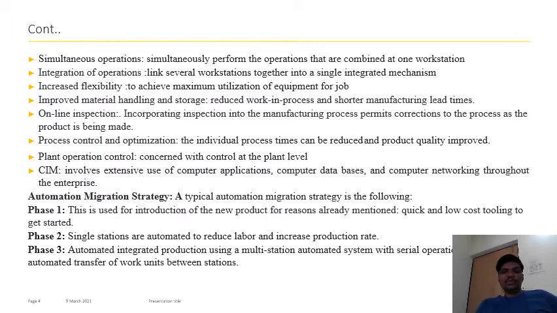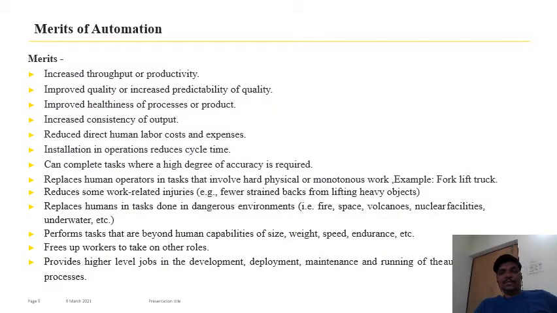You will perform operations in such a way that the product which is finished has to be shifted to another machine for further operations. So it will be done automatically between the stations itself. So this is a typical setup which has been explained with respect to automation migration strategy. This will change with respect to the kind of business, the domain of manufacturing, or the kind of enterprise you have. And what are the merits of automation?